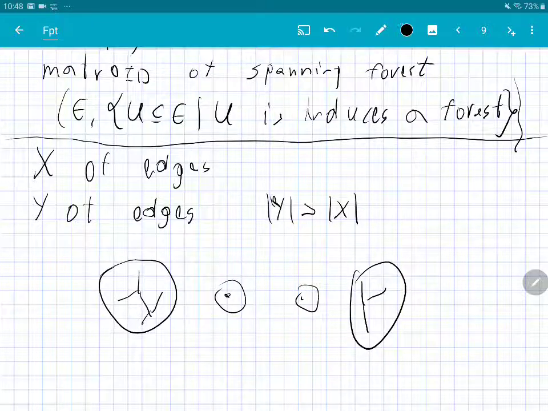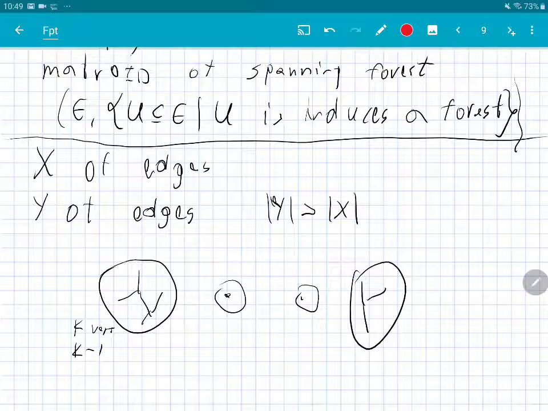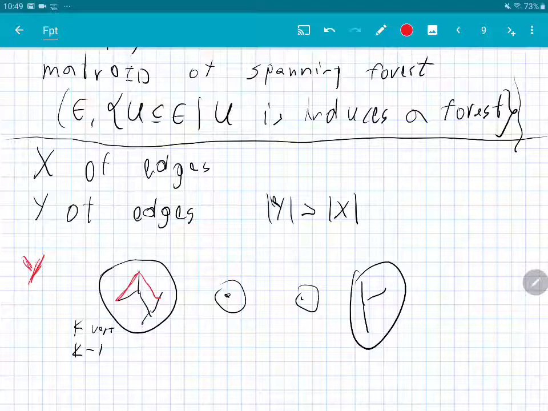Now think about it: if a tree has, let's call it k vertices, then the number of edges in it is going to be k minus 1, right? Now the key observation is that now we draw the edges of Y, the edges of Y would be red. The important thing is that inside a connected component of X, with k minus 1 edges, Y can span at most k minus 1 edges. It essentially can put as many edges as X can, but no more.